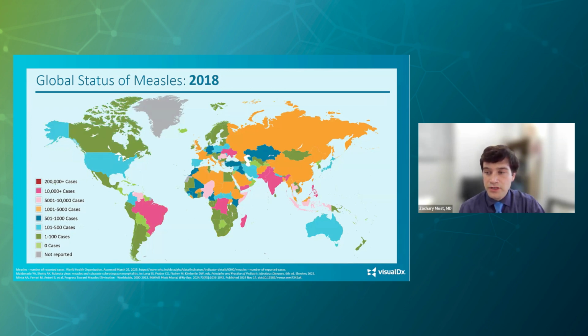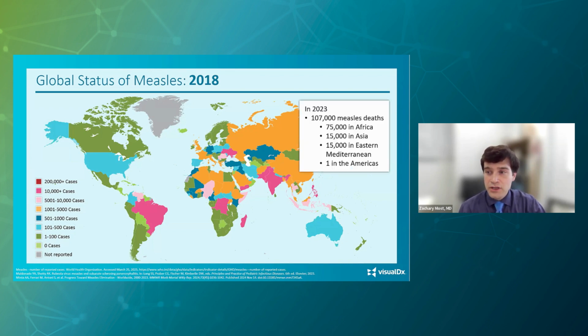It's important to note that there are some areas of the world that have attained measles elimination status, mainly most places in the Americas and Western Europe. However, much of the world is still dealing with endemic measles and continued large outbreaks of measles. Most notably, these are occurring in sub-Saharan Africa, Eastern Europe, and areas of the former Soviet Union. In fact, in 2023, it is estimated that there were 107,000 deaths around the world attributable to measles. This is a similar number to something like RSV.